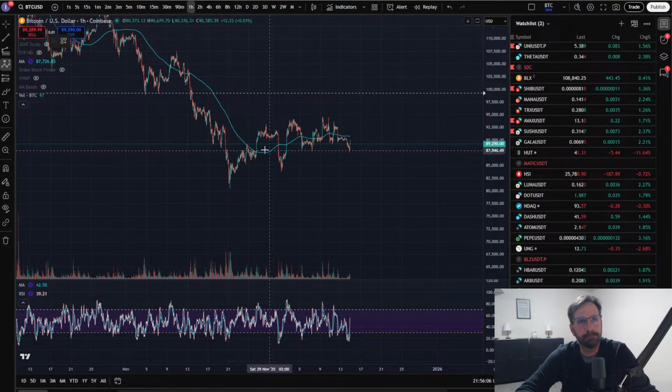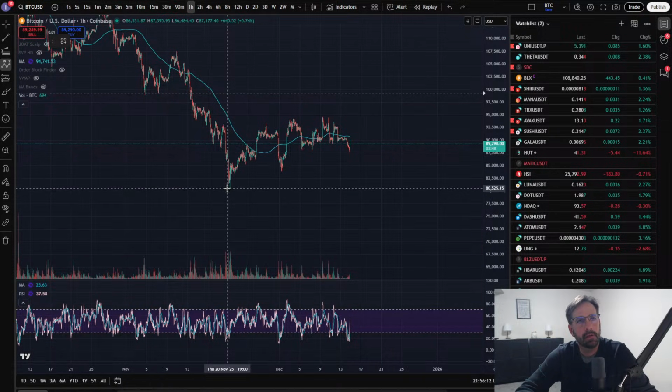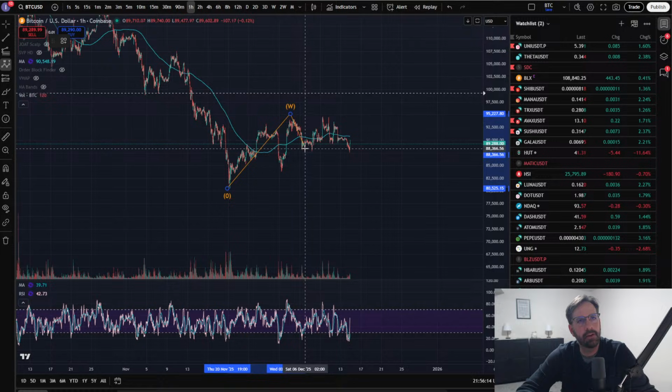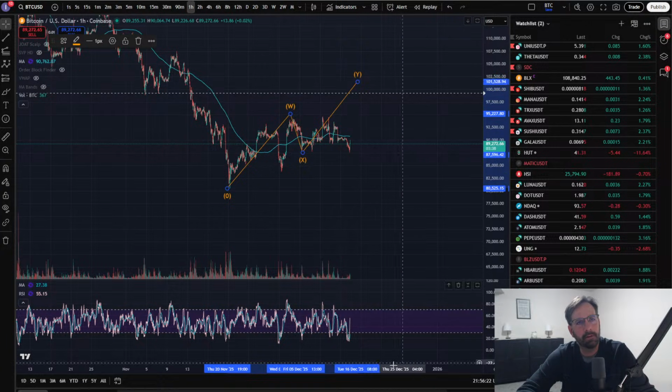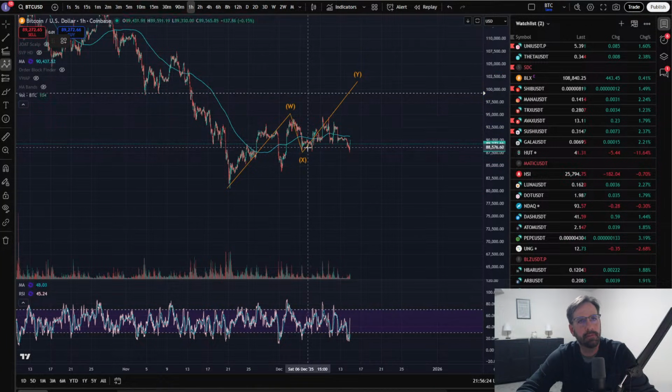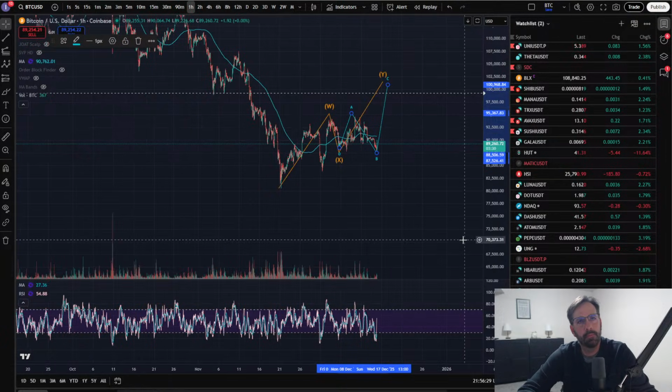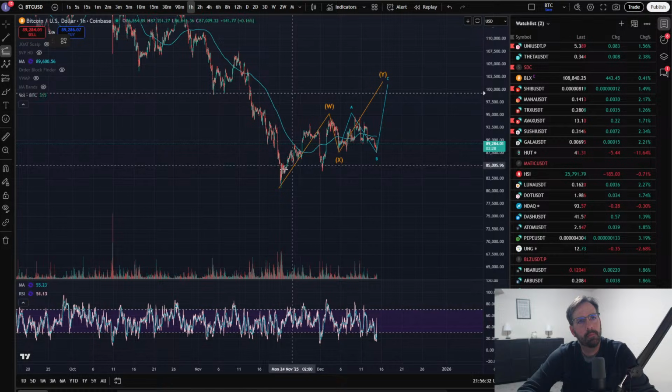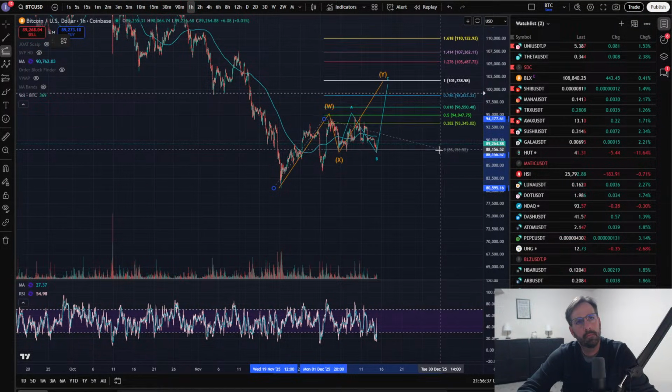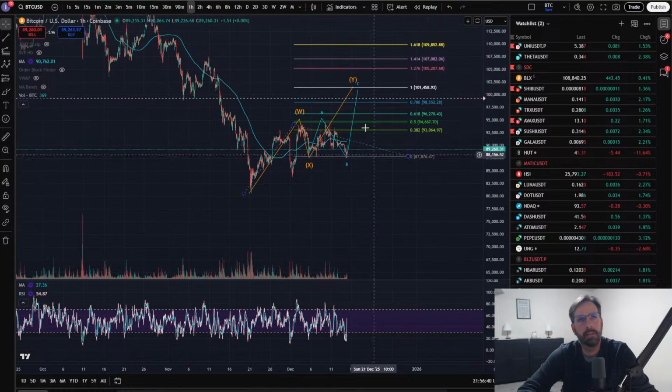Here's what I would like, based on what I'm seeing in here. We're going to call this W. We're going to say this is your X wave right here, this little guy right here. All right, and this is part of a flat, and it's going to finish up here for the Y wave. Come on up here. Boom. Give me 98K. Give me 98.5.